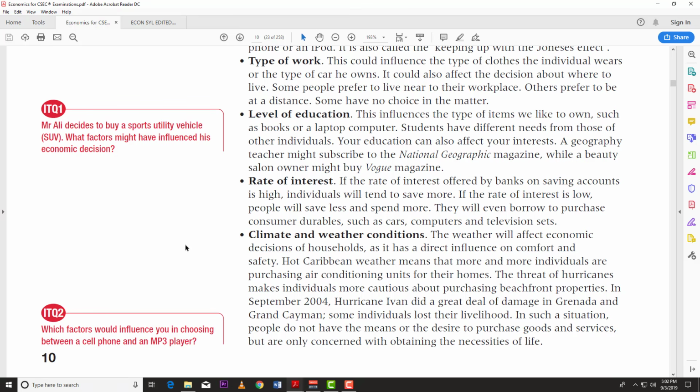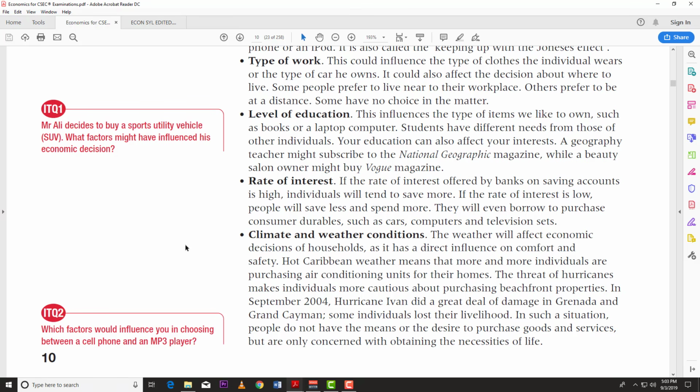Continuing, hot Caribbean weather means that more and more individuals are purchasing air conditioning units for their homes. There we go. The threat of hurricanes makes individuals more cautious about purchasing beachfront properties. In September 2004, Hurricane Ivan did a great deal of damage to Grenada and the Grand Cayman. Some individuals lost their livelihoods. In such situations, people do not have the means or desire to purchase goods and services, but are only concerned with obtaining necessities of life. So, this is pretty much self-explanatory. You can see how this works out.